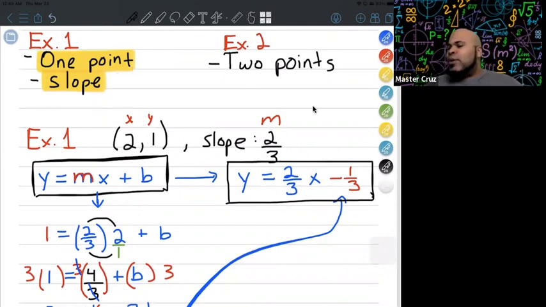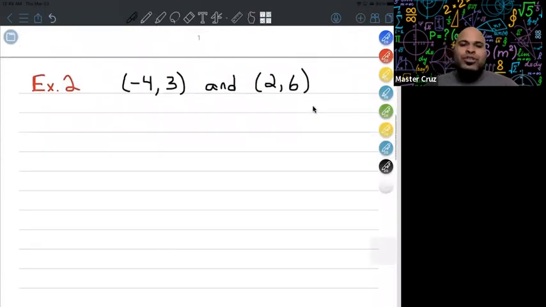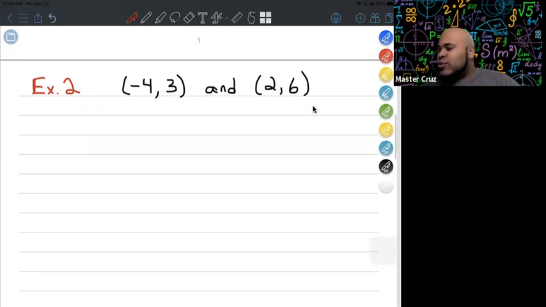When you're given 2 points, we're going to take a look at example 2. Example 2 has 2 points, no slope. But we need a point and a slope to be able to graph it and have y equals mx plus b. So the first step is to find the slope.